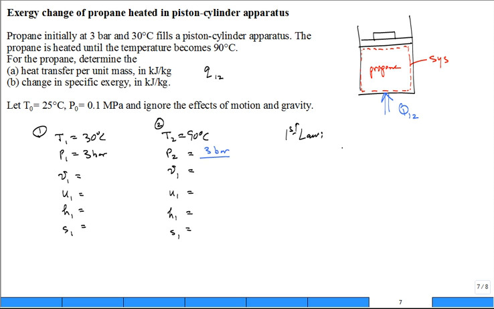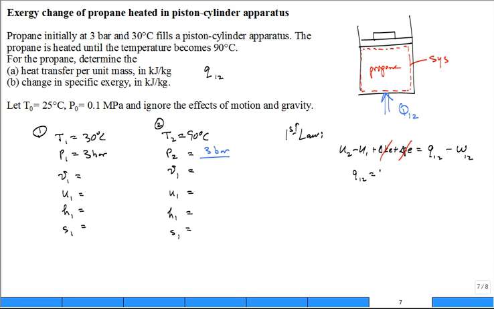U2 minus U1 plus any changes in kinetic, plus any changes in potential, which for this problem you can see are negligible. It's just gas trapped. It's not propane flying in the air or propane changing elevations. Is equal to Q1 to 2 minus work 1 to 2. True? All right.